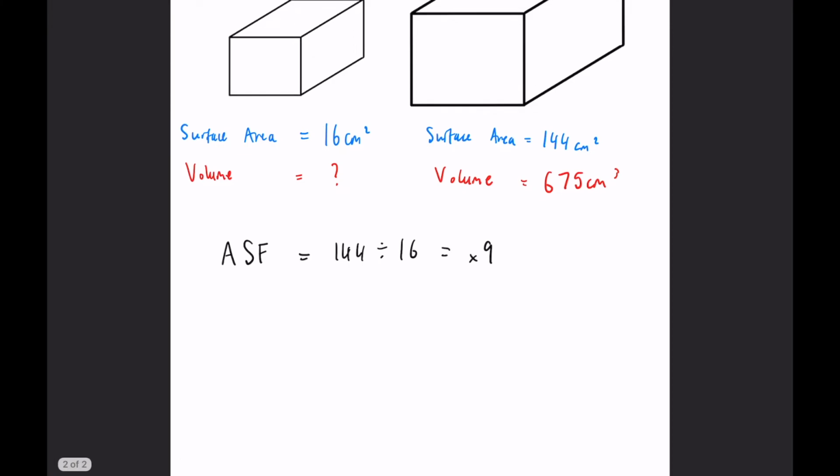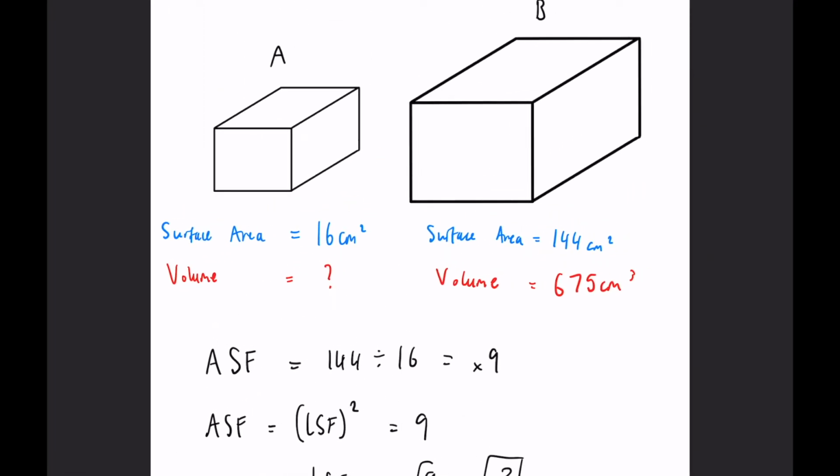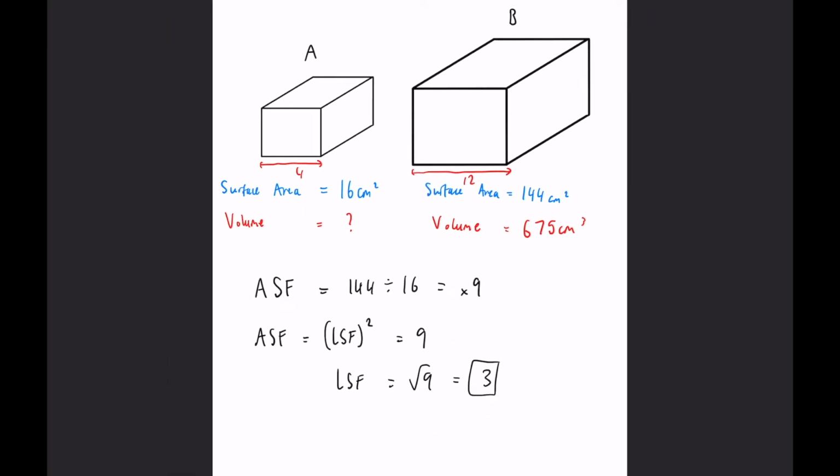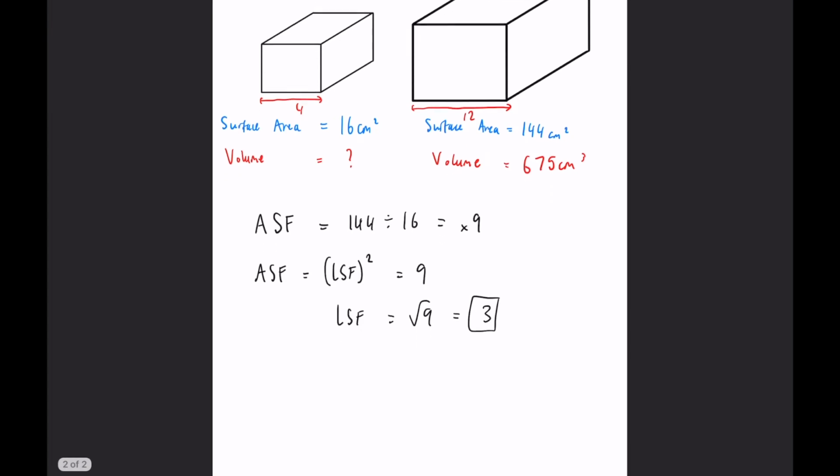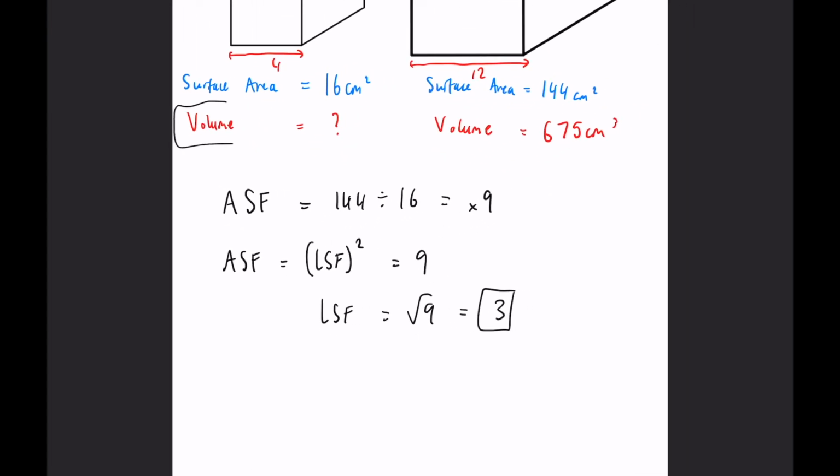Now remember, our area scale factor is our length scale factor squared. So if that equals 9, that means that our length scale factor must be the square root of 9, which is 3. So for example, that would mean if the base of this here was 4, then at a scale factor of 3, this would have to be 12. So that's all that means. So now that we know the length scale factor, we know again from the previous page that to work out the volume scale factor, we have to cube it. If you remember, it was x cubed. So that would be 3 cubed, which is 27.